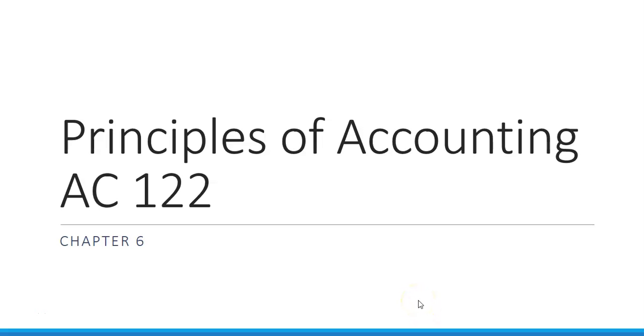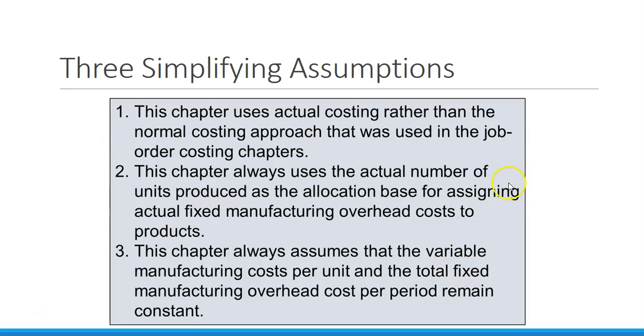Principles of Accounting 2, Chapter 6. In Chapter 6, we're going to look at variable costing, absorption costing, and segment or divisional analysis.